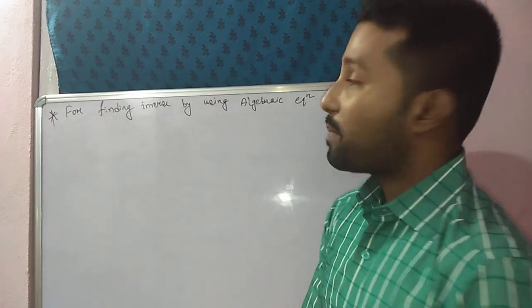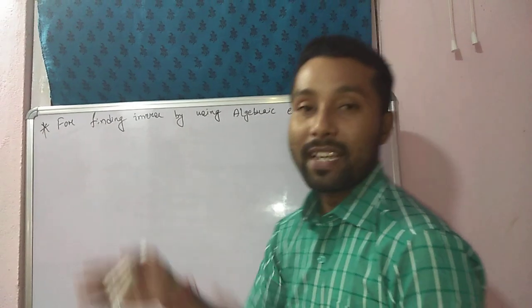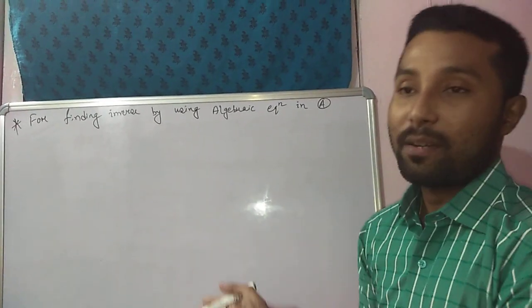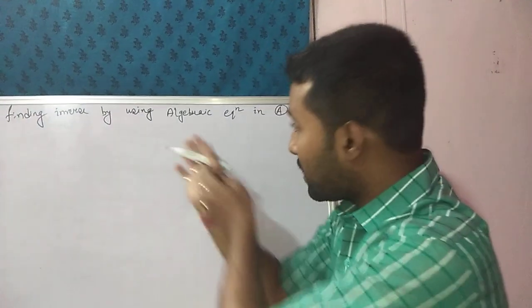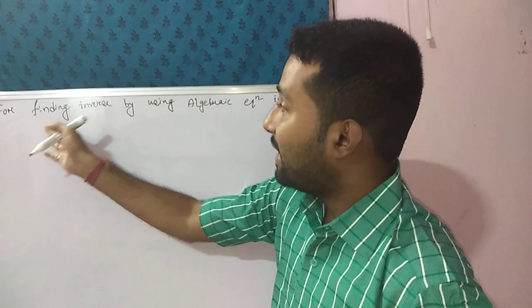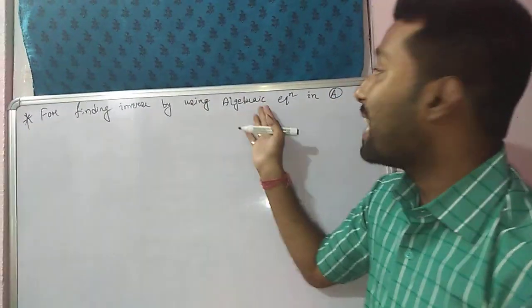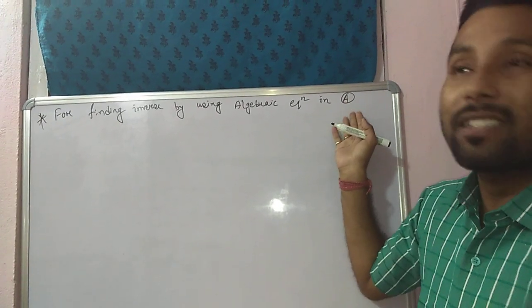So there is one special case for finding the inverse of a matrix. The example I gave before is a basic example, when a matrix is given, then how to find the inverse. This is one special case that generally comes as a question in the board exam. Finding the inverse by using an algebraic equation in A. A means it's a matrix.